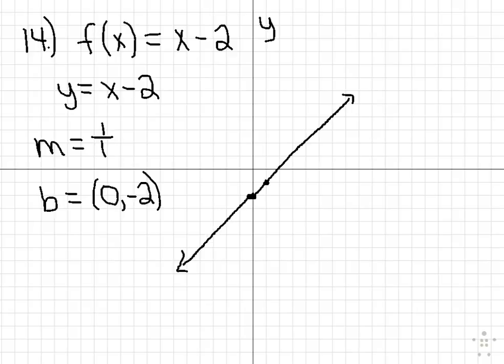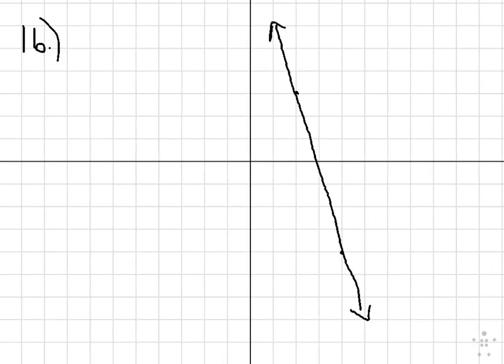And there is the graph of question number 14. Moving on to question number 16. This one says, write the equation of each graph line in slope-intercept form. So slope-intercept form is y equals mx plus b.